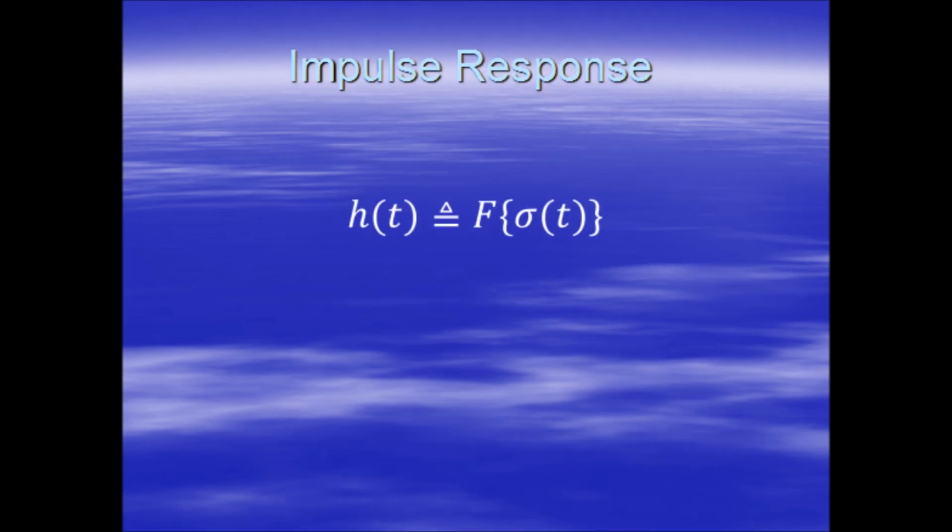Okay, the last one will be the impulse response. When your signal is an impulse signal and goes through an LTI system, the output we call the impulse response. So for an LTI system, the impulse response will tell us many important properties of this system.